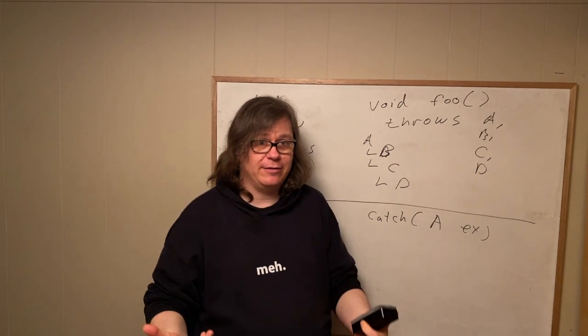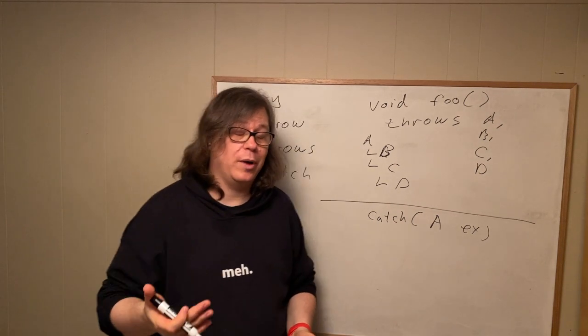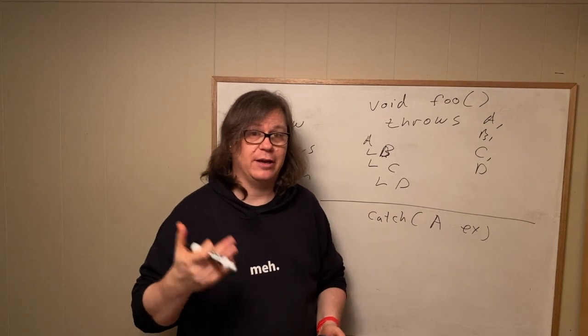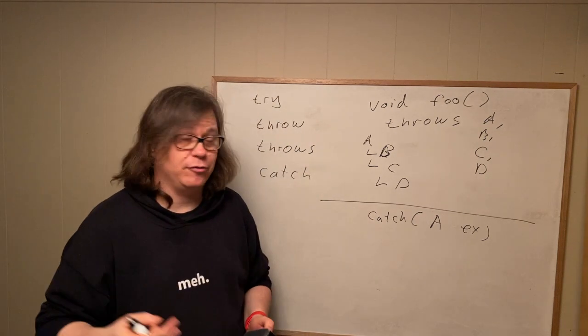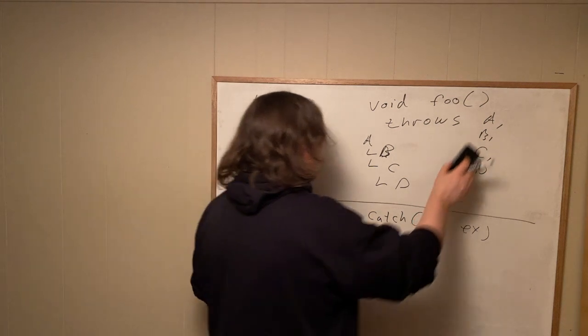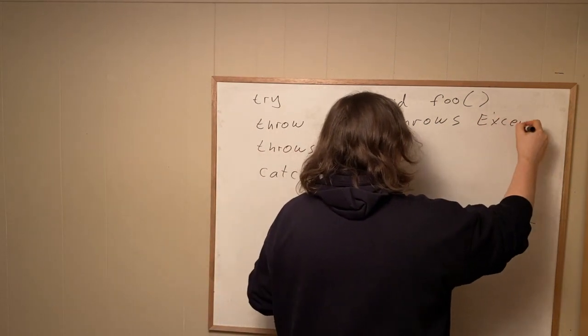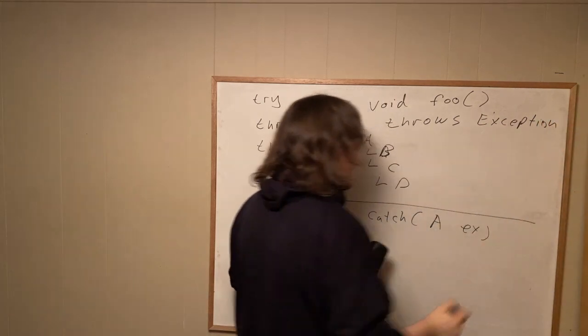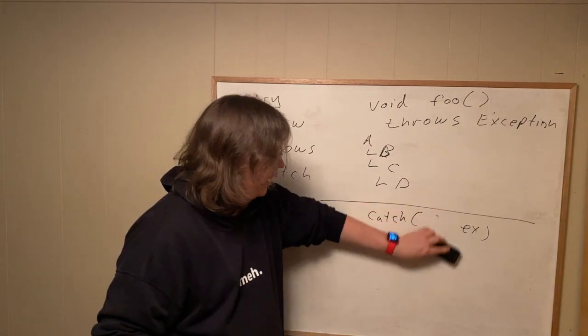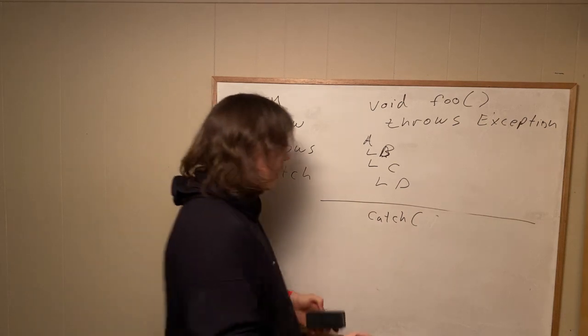Think back to the last lecture. Think about what I said about not catching Exception and not saying that you throws Exception. Here's why. If we said that this throws Exception, that means we're going to have to catch Exception. If we don't do that, the code won't compile. I will show you that later.